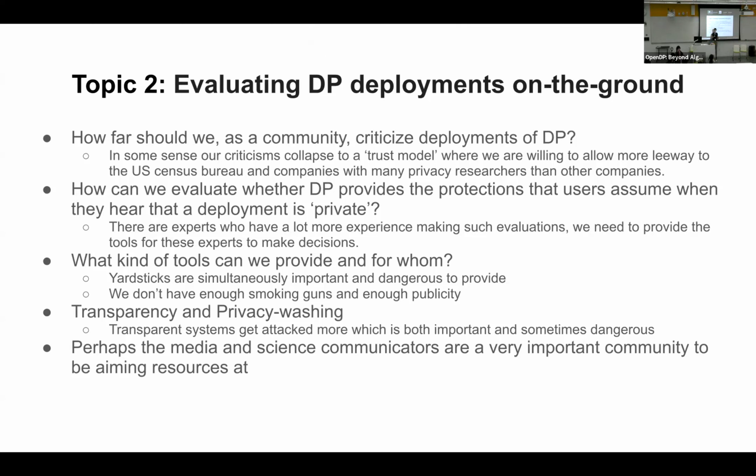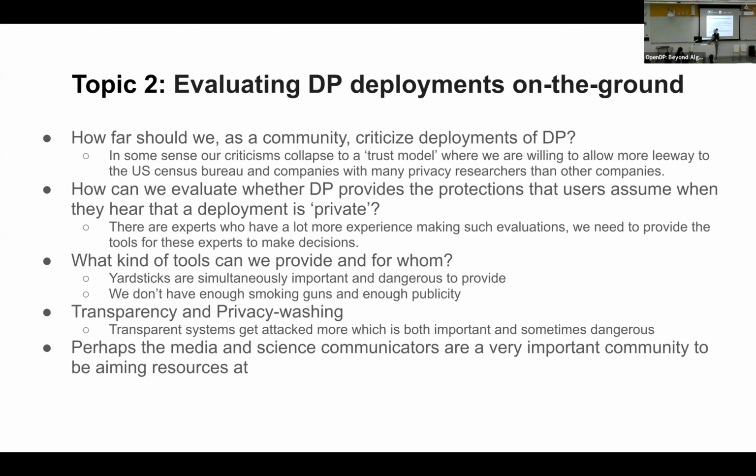One of the examples that was brought up was we're willing to allow the Census Bureau a lot of leeway. And there was this sense, when they were adopting differential privacy, of let's not criticize it publicly, because that could be used by bad actors to essentially prevent deployments of DP. But there were other deployments, like deployments by Google, that were criticized more heavily, which caused those deployments to be dropped. So in some sense, we're collapsing to this trust model of criticism on DP deployments, where there are actors we're willing to trust and others we're not willing to trust.